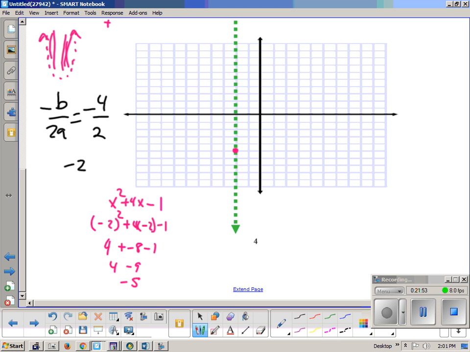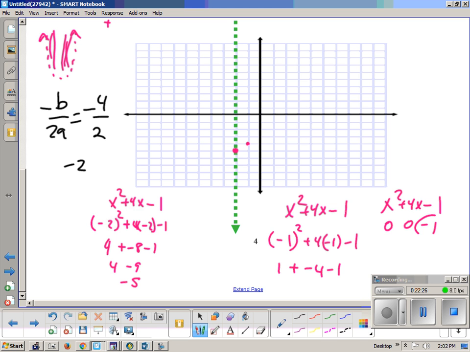Let me pick negative 1 right here. So let's figure that out. So I have x squared plus 4x minus 1. I'm going to put in negative 1 for that. And I'm going to get 1 plus negative 4 minus 1. That's going to get me a negative 4. So that's right here. And then my last one, I'm going to put in a 0, x squared plus 4x minus 1. And when x equals 0, I get minus 1.